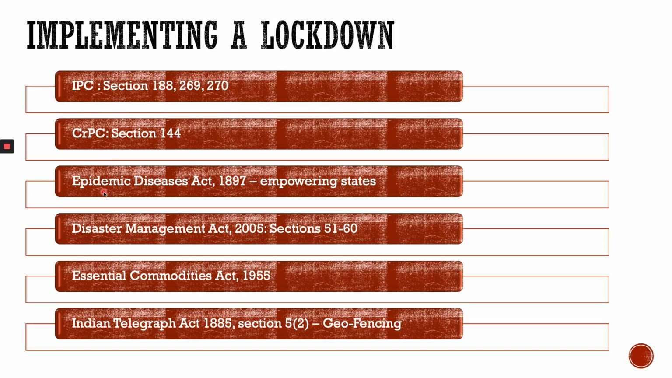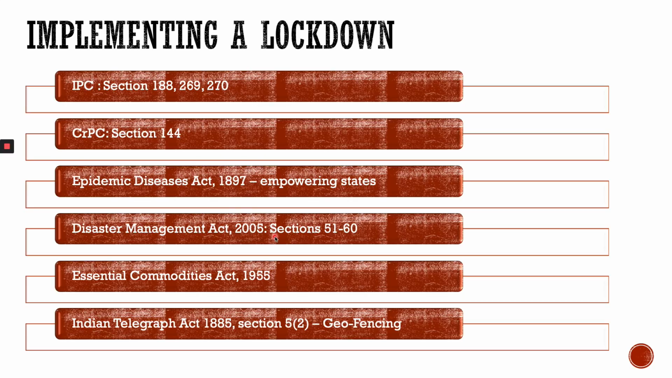In the same way, you also have the Epidemic Diseases Act of 1897, a colonial law, which empowers the states to take measures to implement certain safety guidelines to prevent the worsening of the public health situation. Similarly, the Disaster Management Act of 2005 in sections 51 to 60 also contain certain penalties where if you disobey the orders, if you violate the terms, if you spread false communication, these are all punishable offenses under the Disaster Management Act.